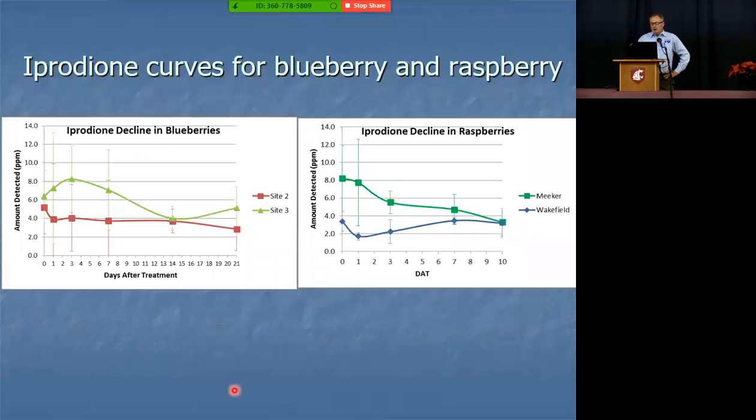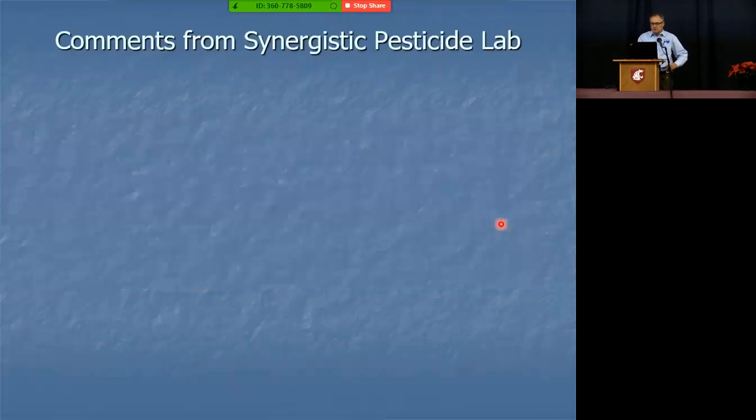I'll just point out, we have iprodione for blueberry and raspberries, and it's kind of interesting to see that on blueberries and raspberries, the residues are about the same regardless of the crop. So that was all just pretty interesting. I went to the next slide.